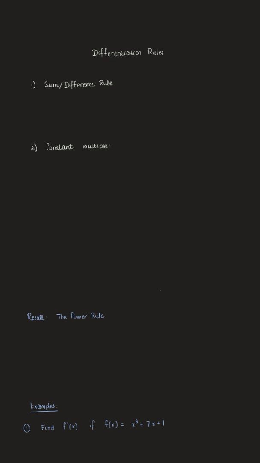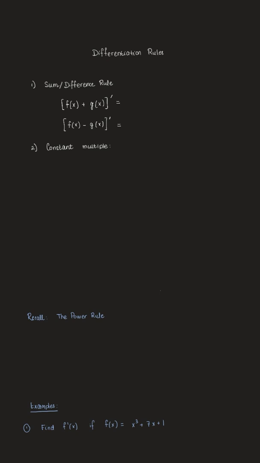So the sum and difference rule tells us that if we have two functions that we're adding or subtracting, let's suppose f of x plus g of x or f of x minus g of x, and we want to find the derivative of this combination of functions. So I'm going to write a little prime here for each of these two expressions, saying that we want to find the derivative or the instantaneous rate of change of a sum or a difference of two functions.